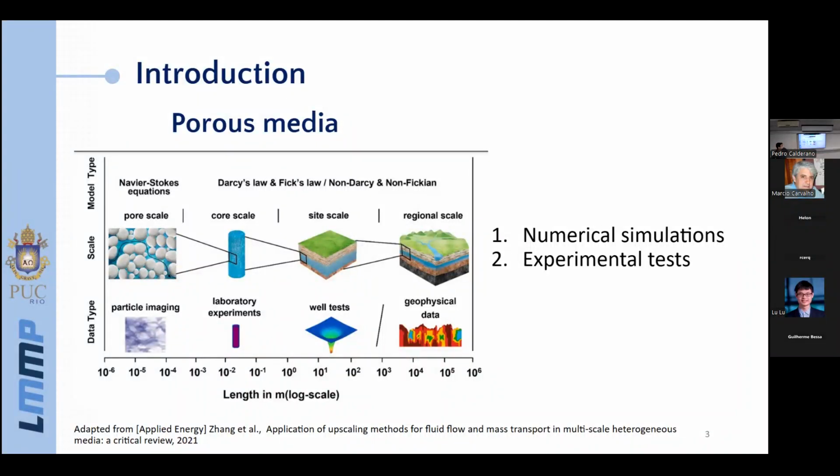Usually they are computed through numerical simulations or experimental tests. Usually numerical simulations are costly, they take a lot of hours of computational power, and experimental tests are also expensive, they take a lot of expensive material, and they're long as well. So here, I'm proposing the use of machine learning methods that could provide an inference of those properties more cheaply.